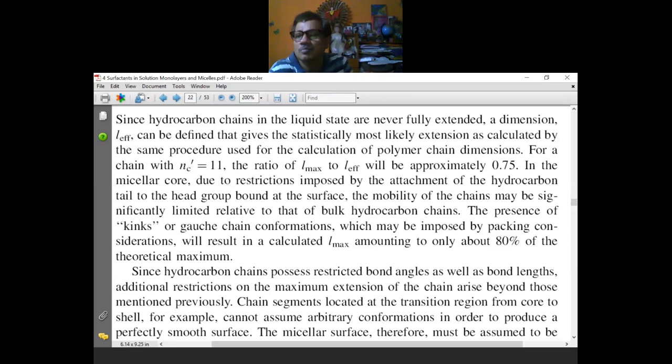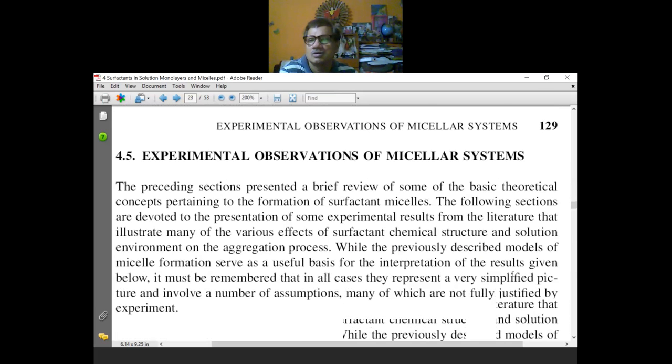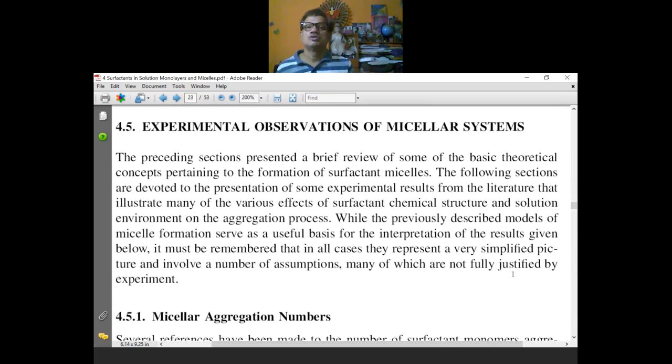Now I can say, due to the presence of these kinks, or due to the presence of this gauche conformation, L max will amount to only 80% of the theoretical maximum. So there are two things: they will not be fully stretched because they are in a liquid state, so the L max value will be 80% of the theoretical maximum. Clear? Now what do I need to know? I need to know the structure of the micelle.